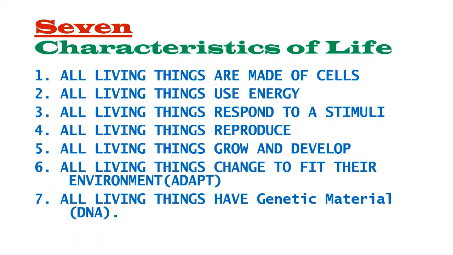Number 1, all living things are made up of cells. All living things use energy. All living things respond to a stimulus. All living things can reproduce. All living things grow and develop. All living things change to fit into their environment, what we call adaptations. All living things have a genetic material. We know it as the DNA.